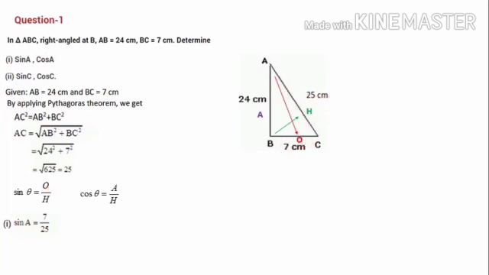So when you substitute O and H, we will get 7 divided by 25. Next is cos theta. Cos theta is A by H. Here A value is 24 and H value is 25. So cos A is equal to 24 divided by 25. Next we have to go for calculating sin C and cos C.